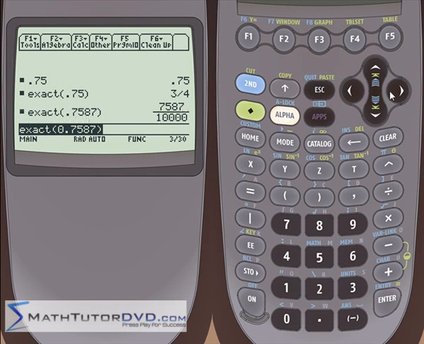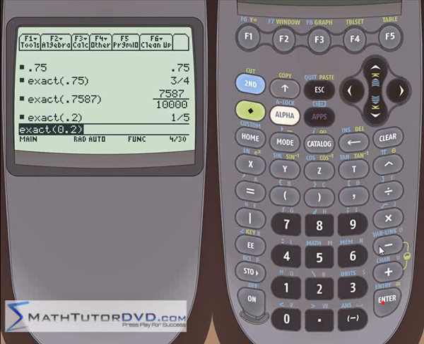That's about the best you can do. But with common fractions, if you get 0.2 and you forget what fraction that is, it can convert that to 1/5 for you.